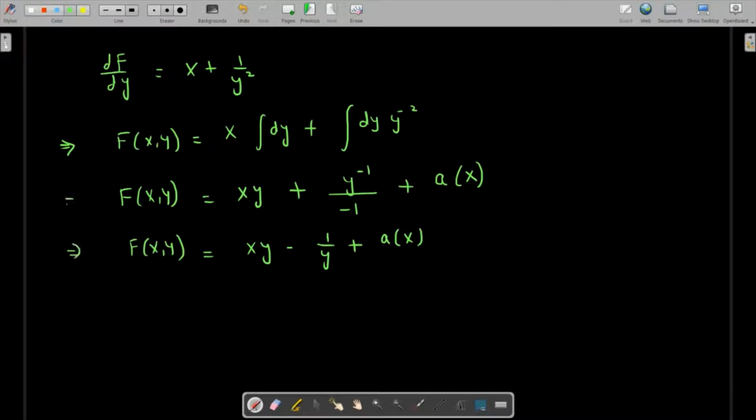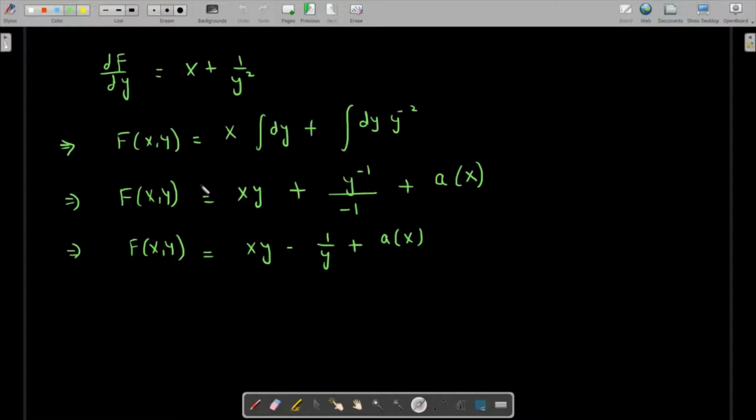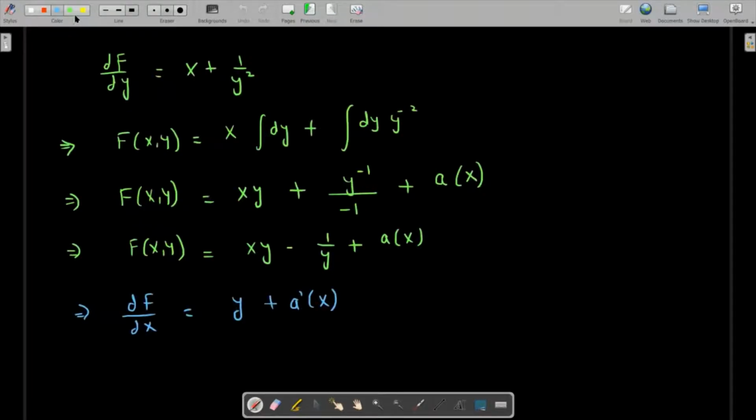Now we got to find the value of a of x. So we are going to use the other equation, which is df over dx is equal to y plus 1 over x. So let's differentiate this with respect to x. So when we do that, we have differentiation of f with respect to x, where y would be treated as a constant. So this will be y plus a dash x. But we already have the value of df over dx as y plus 1 over x. So this shall be equated to y plus 1 over x. So this y and y gets cancelled. So we get the value of a dash x as 1 over x.